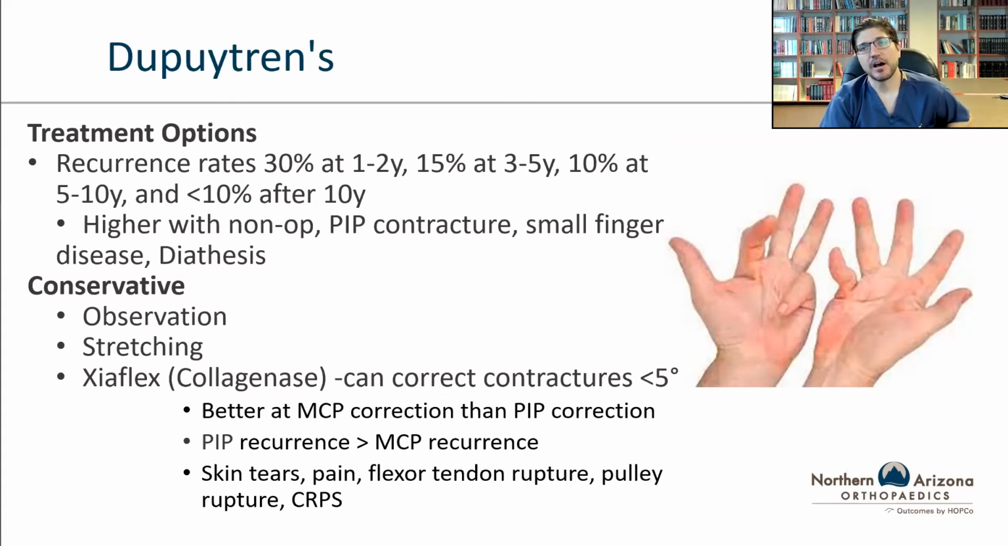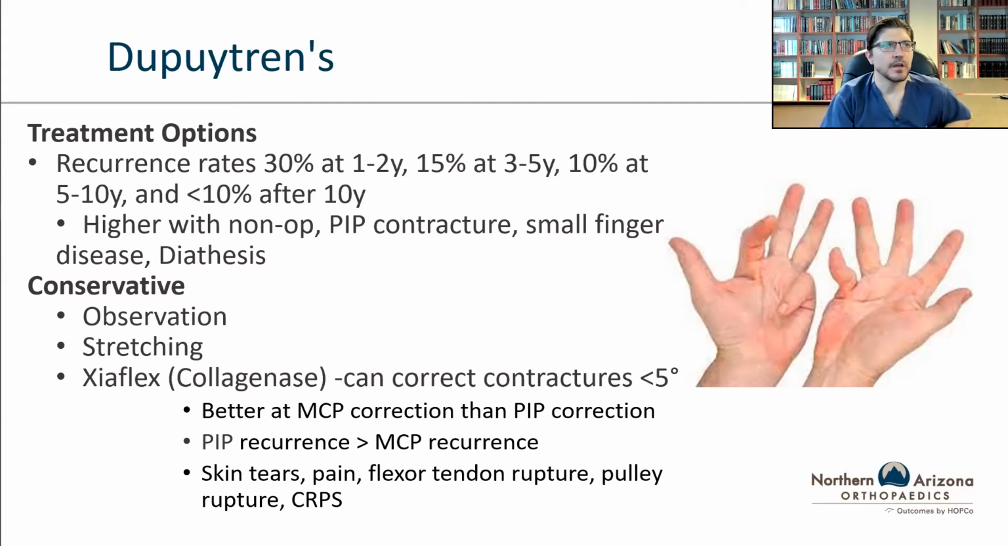These recurrence rates are higher with non-operative management, especially when the fingers are contracted with the small finger, as well as whether or not there's a constellation of symptoms in the body, including involvement in other areas. In terms of conservative management, we start off with observation if there's no contractures, as well as stretching exercises.